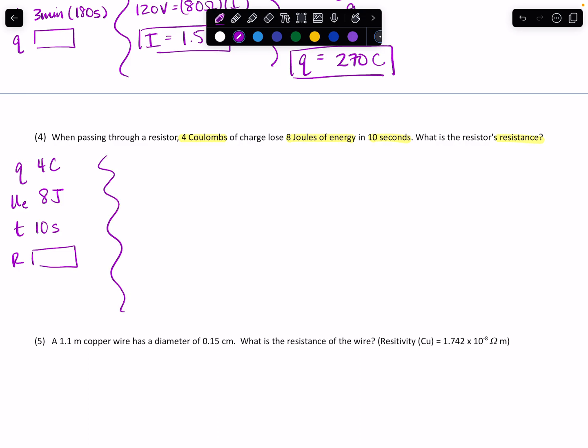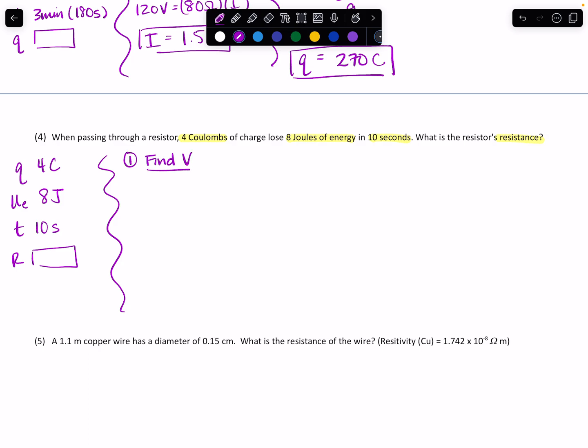So let's see, what can I do with what I have? I don't have a formula with potential energy over time, but I do have a formula with potential energy and charge. I can use that to find the voltage. So I'm going to find that voltage first.